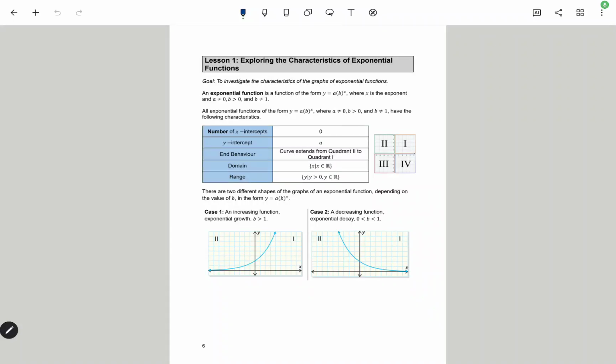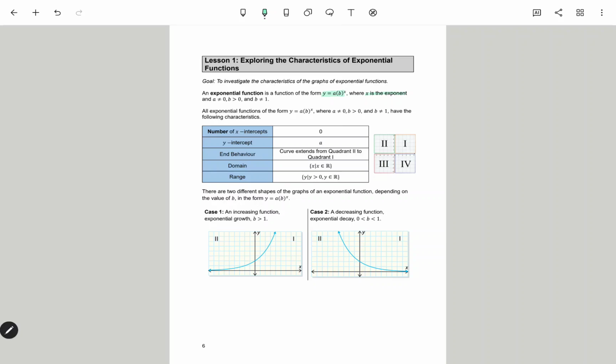Lesson 1 is exploring the characteristics of exponential functions. So our goal of this lesson is to investigate the characteristics of our graphs of exponential functions. Recall that an exponential function is a function in this form: y equals a b to the power of x. The key part is that x is in the exponent. That's how we know it's an exponential function.